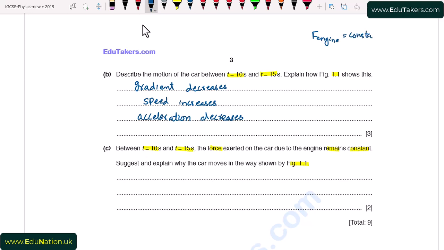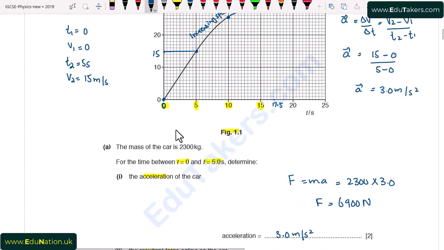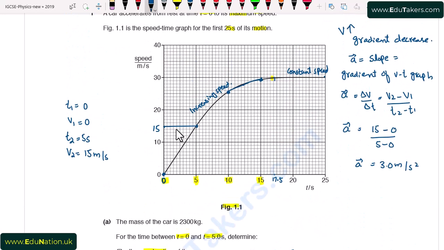According to Newton's second law of motion, F is equal to ma. It means that acceleration is also constant, and this acceleration is constant from t equal to 10 to 15 seconds. So going back to the diagram again, we can see that from 10 to 15 seconds, as we already discussed, the gradient is decreasing, so the acceleration is also decreasing. In this region, the acceleration is decreasing.